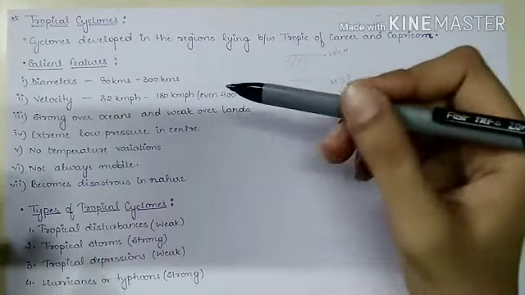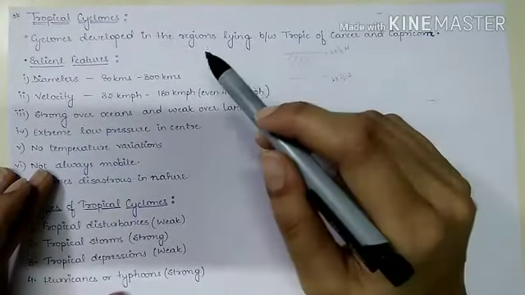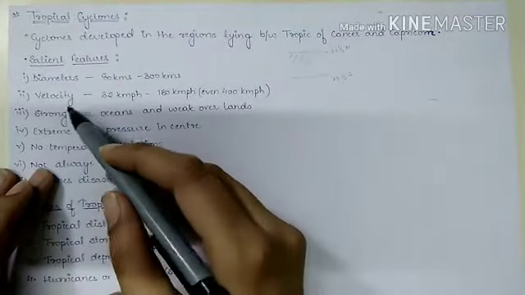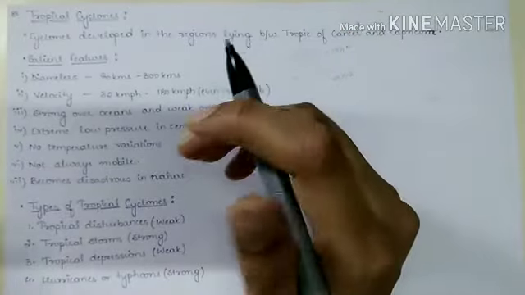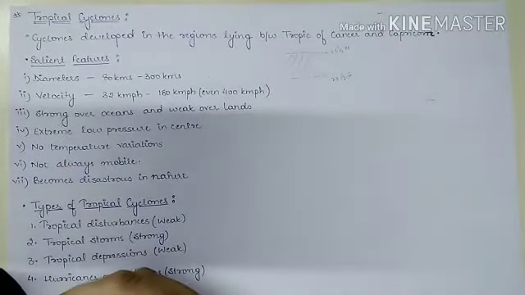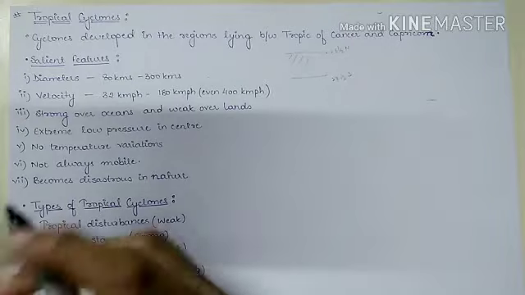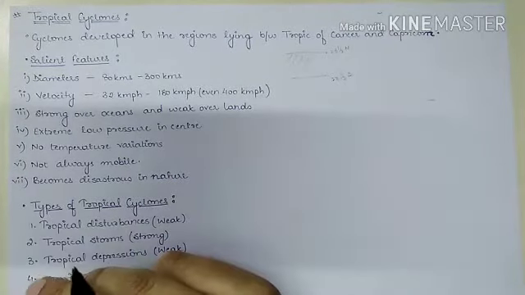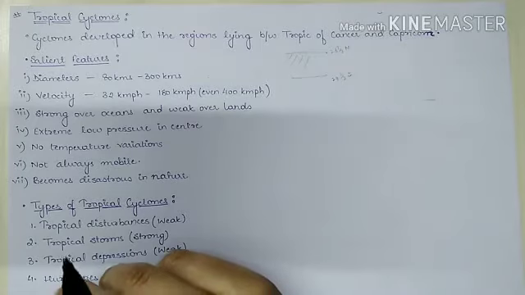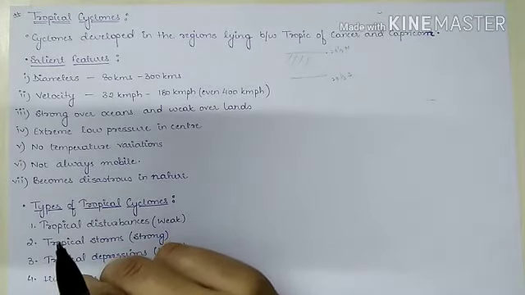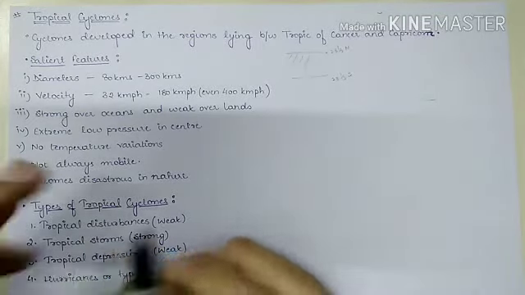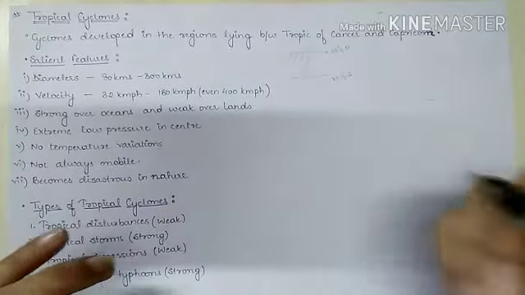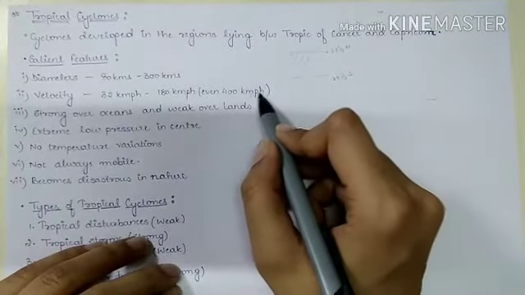And the smallest cyclones, when they become very small, their diameter is restricted to only about 50 kilometers or even less. Next we will look into velocity. Velocity ranges from 32 kilometers per hour to 180 kilometers per hour, but sometimes it even ranges up to 400 kilometers per hour.